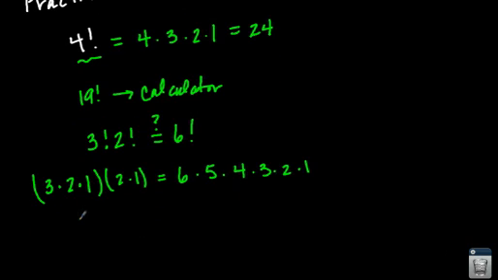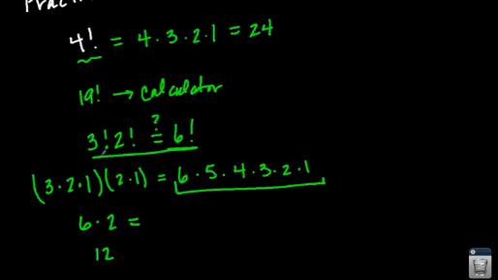All right, so we end up with 6 times 2, which is 12. This number I'm looking at is way bigger than 12. So can we do this? Can we say 6 factorial times 2 factorial equals 6 factorial? The answer is absolutely not. You can't multiply like this. You have to do each one individually.